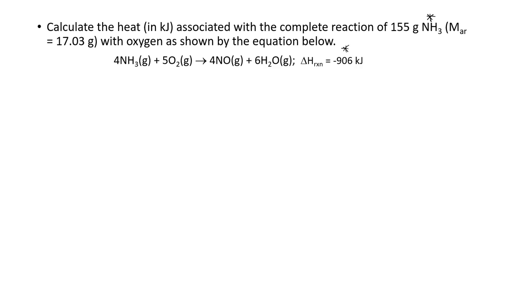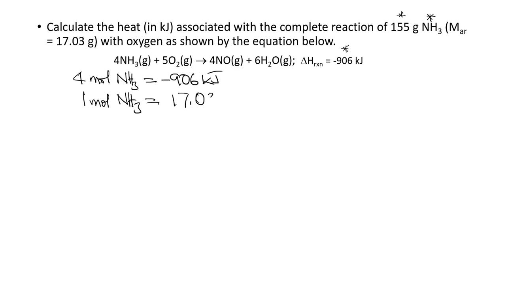So as usual, first determine the conversion factors. The first conversion factor tells you that 4 moles of ammonia is equal to negative 906 kilojoules. So that is conversion factor 1. Conversion factor 2, you are given the mass here. You need to change the mass of ammonia to moles. So we can say 1 mole ammonia is equal to the molar mass of ammonia, 17.03 grams.